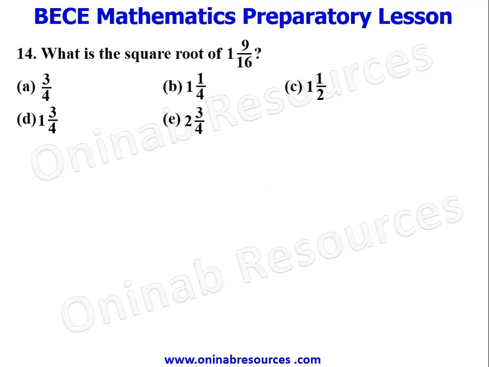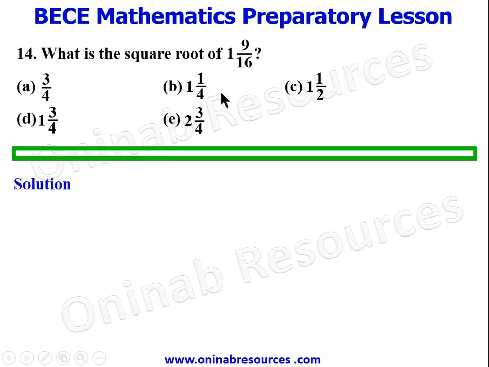And we go to problem 14. What is the square root of 1 whole number 9 over 16? We have to express 1 whole number 9 over 16 as an improper fraction. So to do that, 16 times 1 gives 16, plus 9 gives 25 over 16. Now the square root of 25 over 16: the square root of 25 is 5 and the square root of 16 is 4.